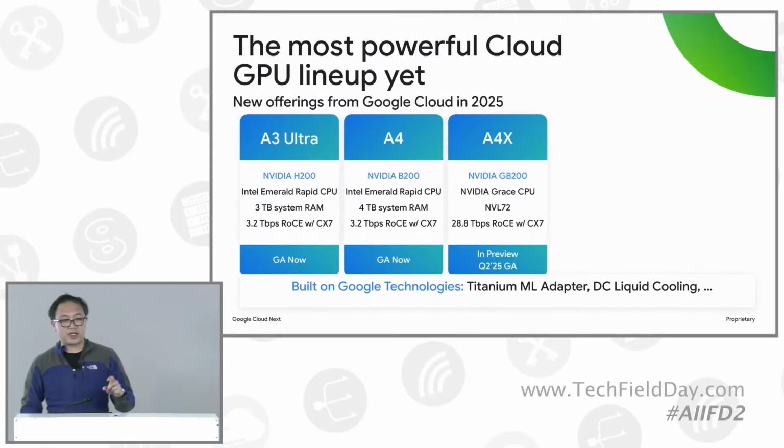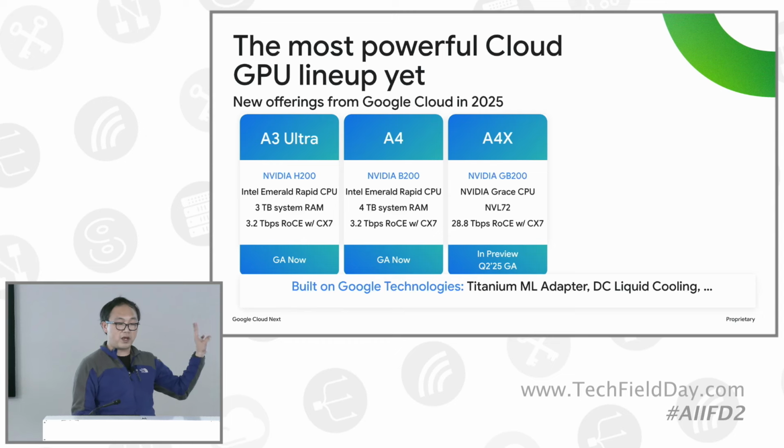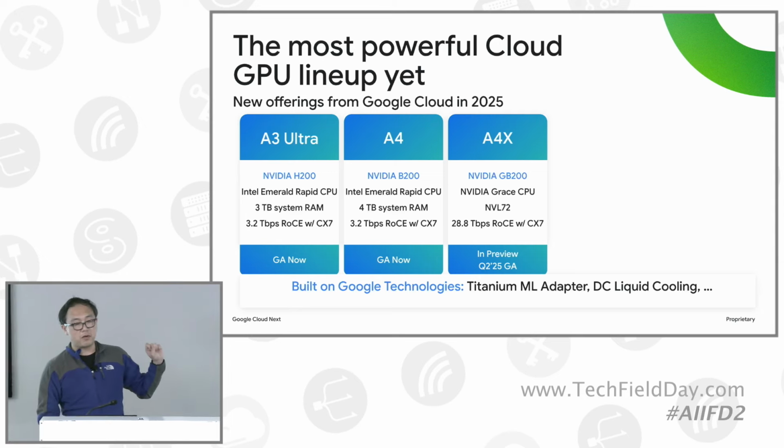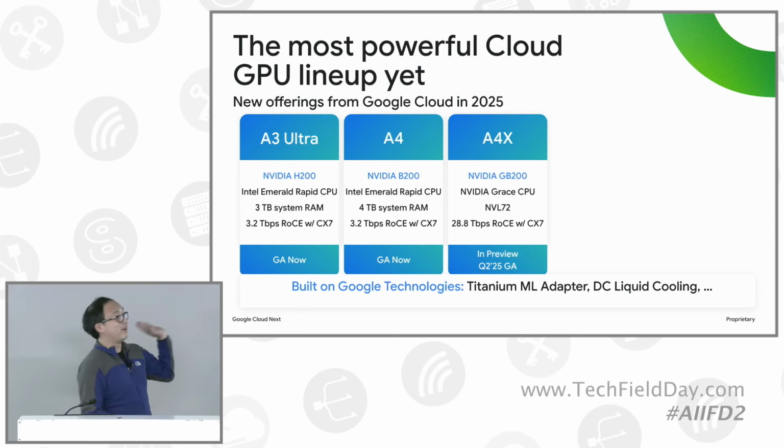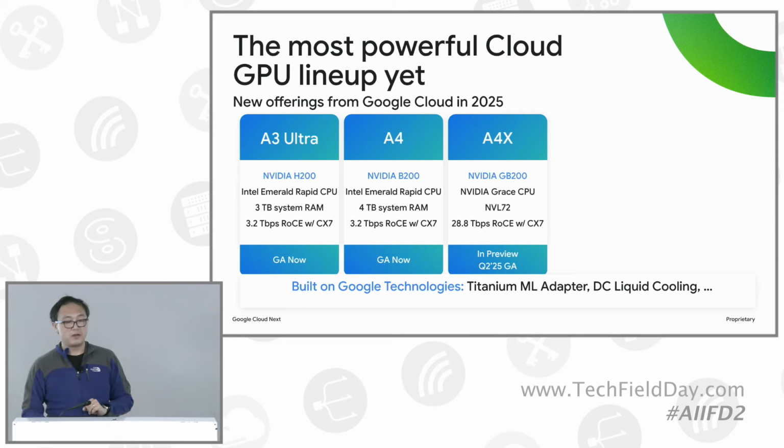So this is the part where we get to the actual hardware. These three are almost available, in the sense that the third one says it's in preview. Again, my baby's in the middle. It's A4. So going left to right, just in case you haven't already covered this, I got to do it. A3 Ultra with H200s, A4 with B200s, and A4X with the GB200 systems, right?